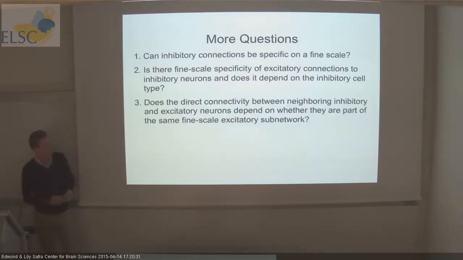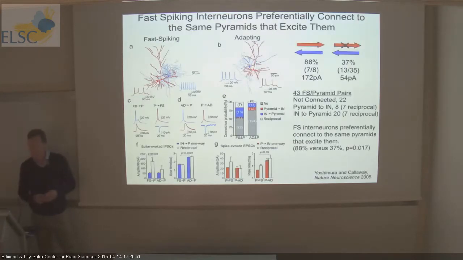We also wondered whether inhibitory connections can be specific on this kind of fine scale, and whether inhibitory-excitatory neuron pairs share a common input depending on whether they're connected or not, and on what type of inhibitory cell is involved. At this time, we weren't able to distinguish very well a lot of the different kinds of inhibitory neurons in the cortex. There are dozens of them. But what we could do is distinguish these fast-spiking cells, which express parvalbumin, from other cells, which are non-fast-spiking cells.